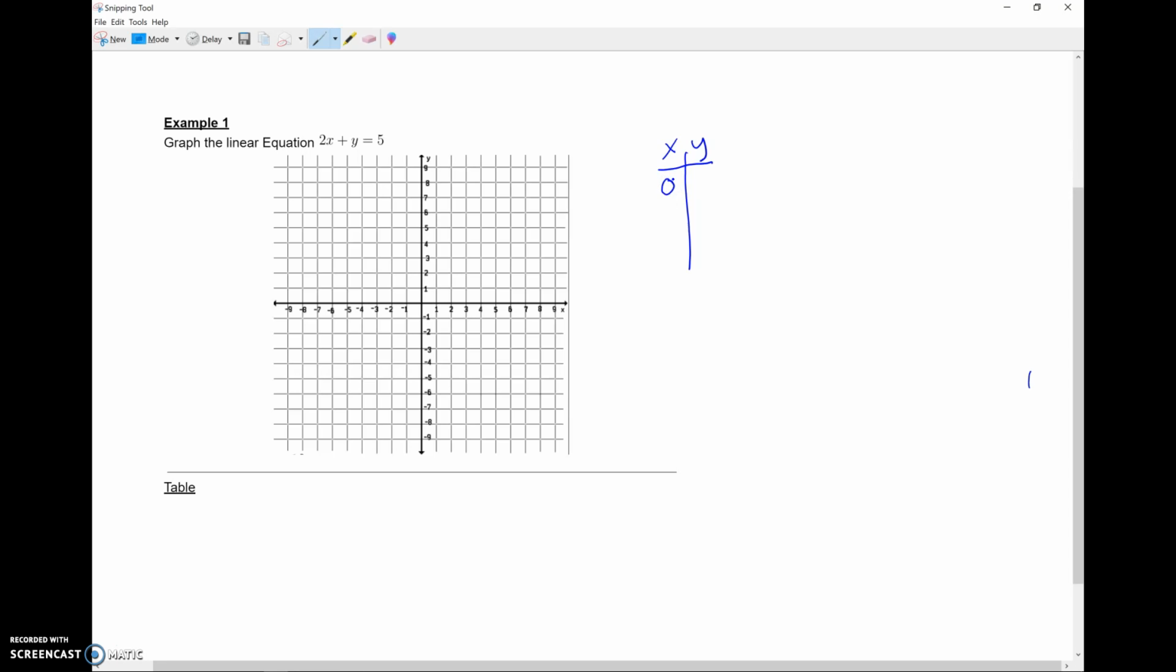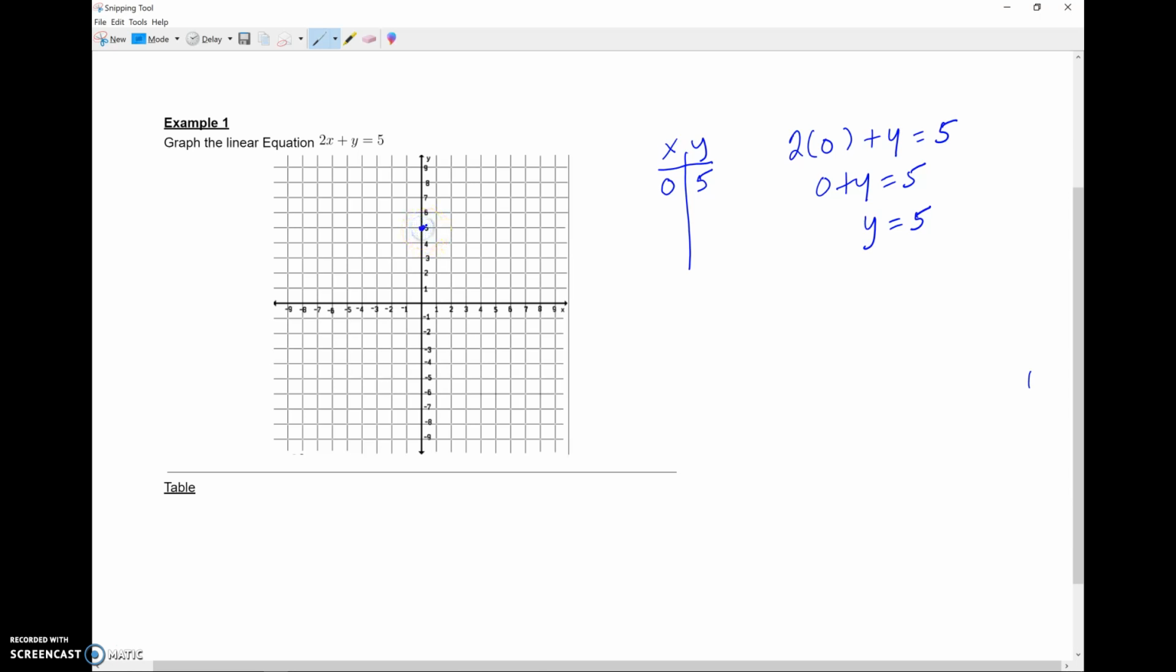So I'm going to go ahead and substitute 0 for x. And we have the following equation. 2 times 0 is 0. So therefore, y is equal to 5. So our first ordered pair is 0, 5. So you start at the origin, and you go up 5 units.